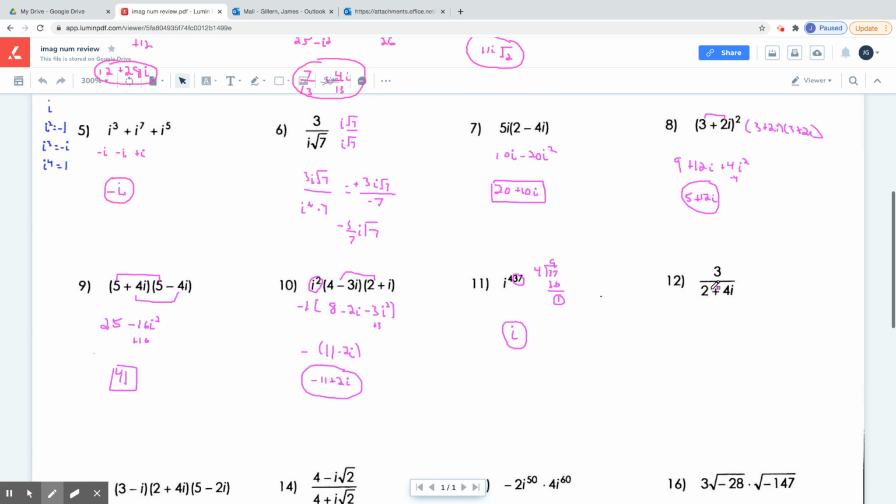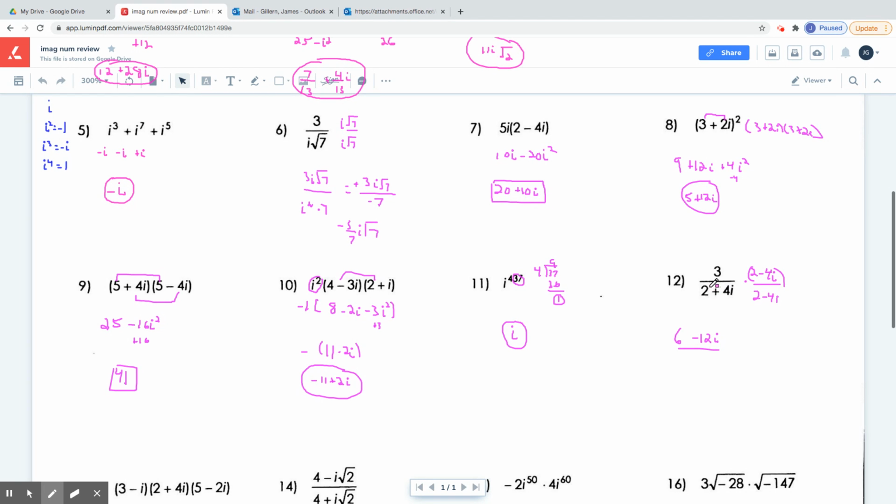All right, 12. To get rid of a complex number on the bottom, we multiply the top and bottom by the conjugate. So we have 2 plus 4i, so I'm going to multiply by 2 minus 4i. I'm going to multiply the tops. So I just distribute. 3 times 2 is 6. 3 times negative 4i is negative 12i.